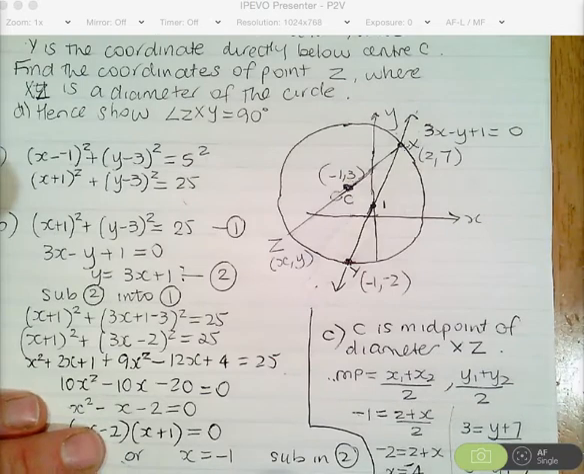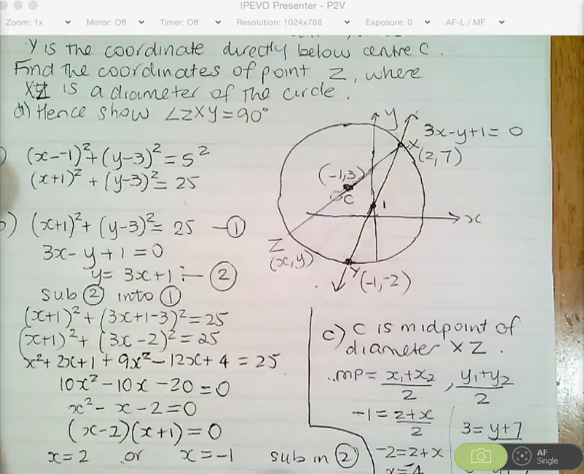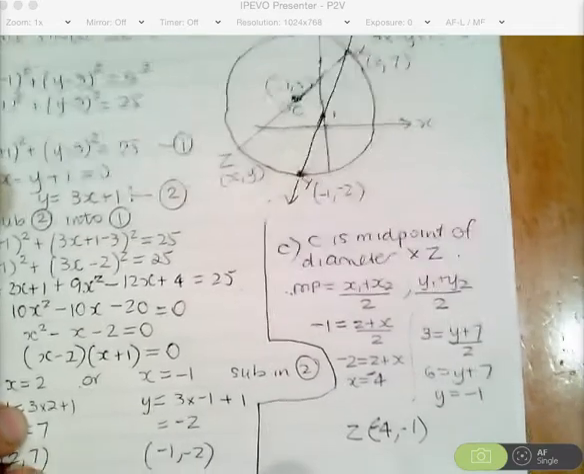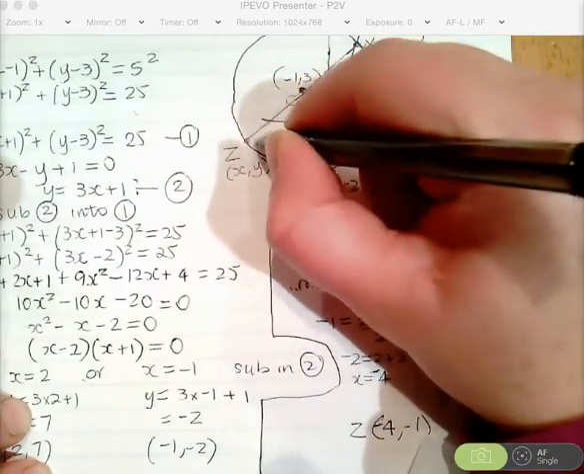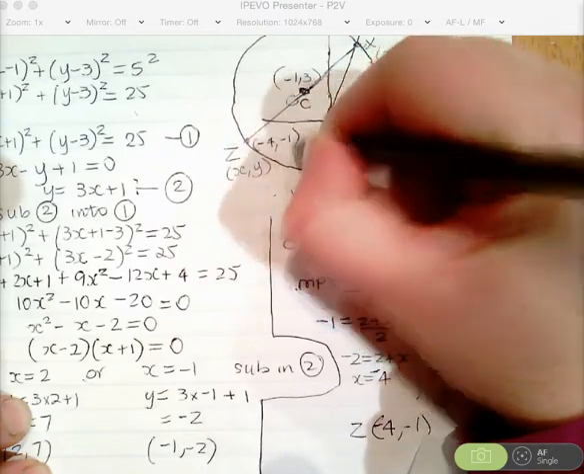So just fix that, okay? I'll just move this down here. Okay, Z is the point -4, -1, so I'll just put that Z is (-4, -1).